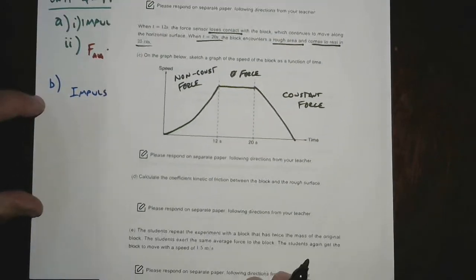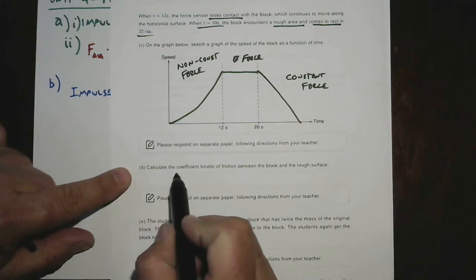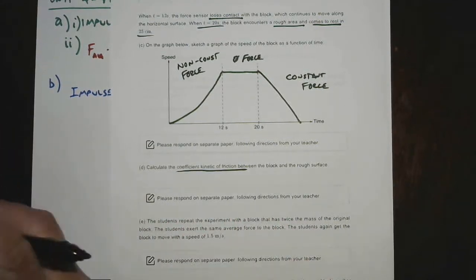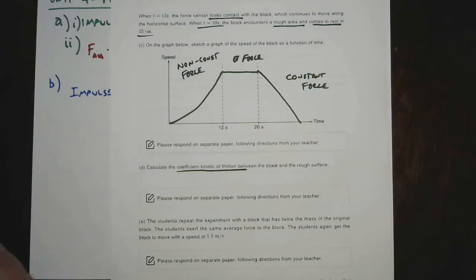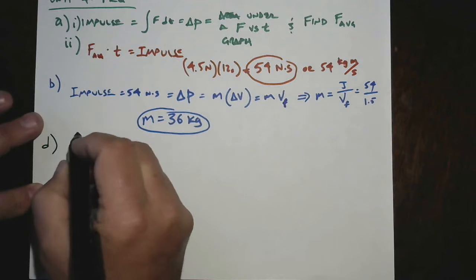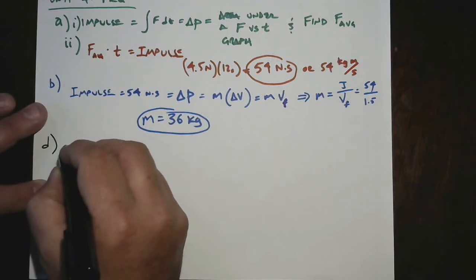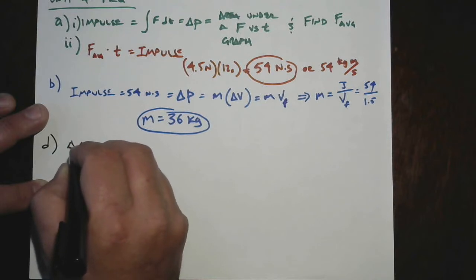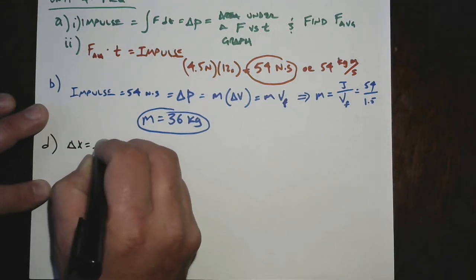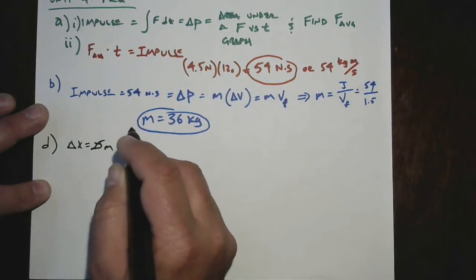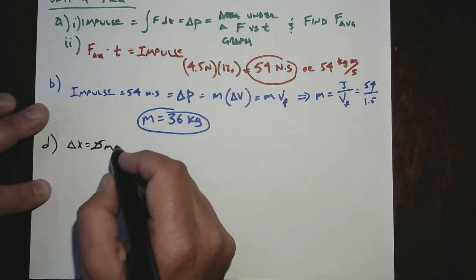All right, we're hauling butt. Let's go. Now, D, calculate the coefficient of kinetic friction between the block and the rough surface. Okay, so calculate the coefficient of kinetic friction. That's part D. Let's remember that we have something that is going to be a rough surface, and then it is going to, in a distance of 25 centimeters, oops, 0.25 meters, it is going to come to rest.